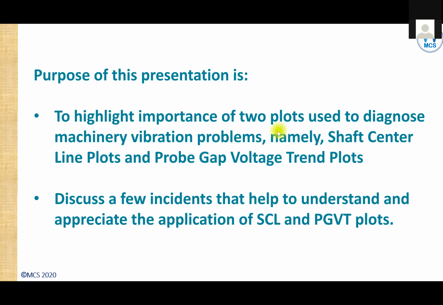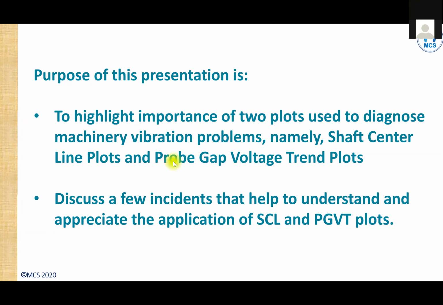Typically, people who are aware of this look at the orbit plots and then the full spectrum plots related to waterfall and cascade, and then the polar and Bode plots, and then come these shaft center line plots. And these shaft center line plots are also very important; information is provided in them.